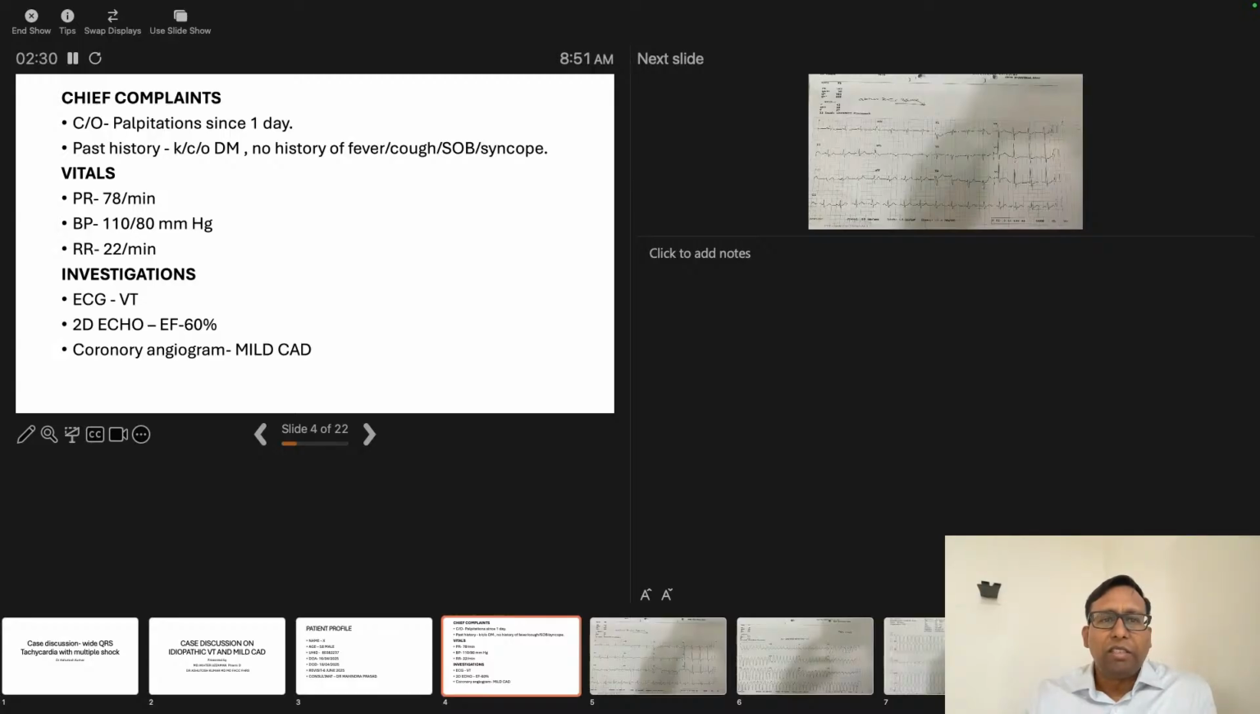At that time, when he was stabilized, the vitals had totally normalized, and the later diagnosis was ventricular tachycardia with normal ejection fraction, meaning a structurally normal heart with ventricular tachycardia. So management will be totally different. When angiography was done, mild CAD means less than 50% stenosis. More than 50% stenosis we call non-obstructive CAD. More than 70% stenosis we call obstructive.